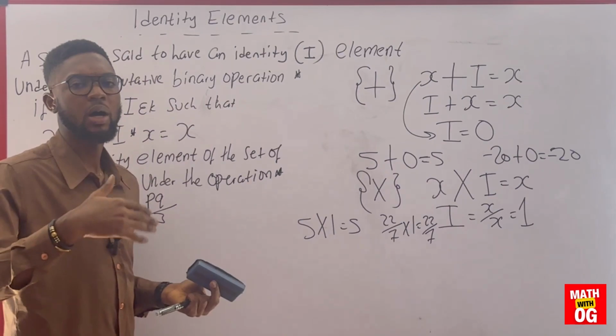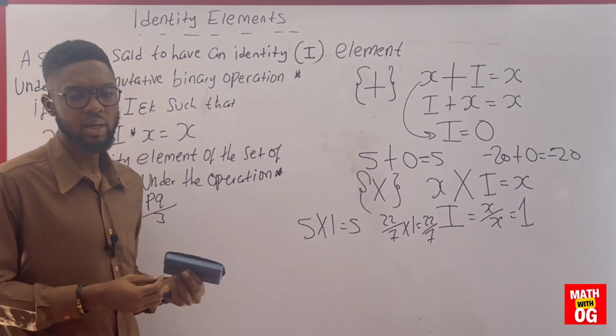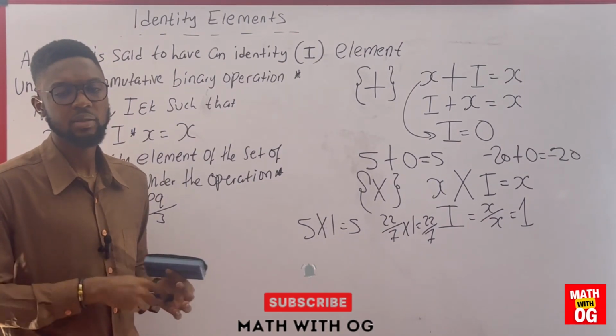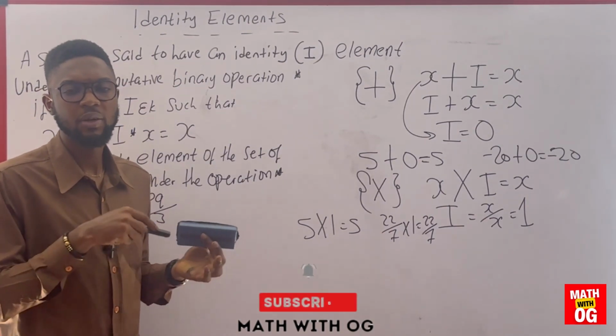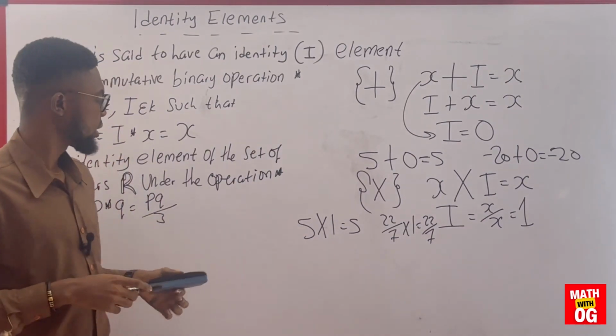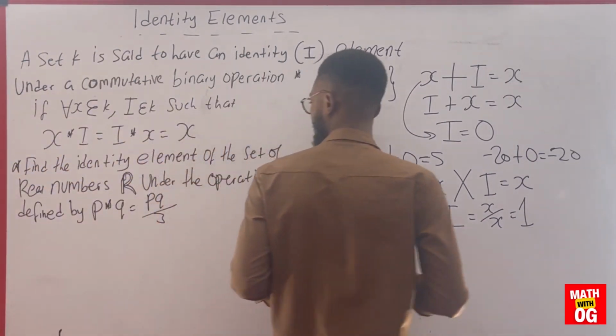And also, for an operation to have an identity element, that operation has to be commutative. Always remember that an operation that is not commutative can never have an identity element. Now let's look at the question on the board.